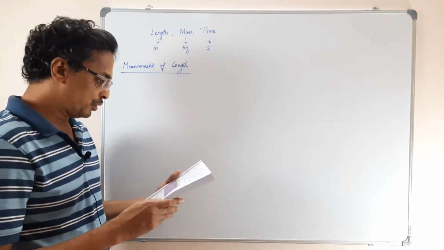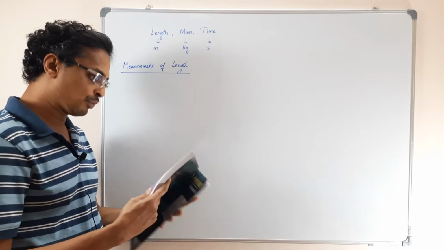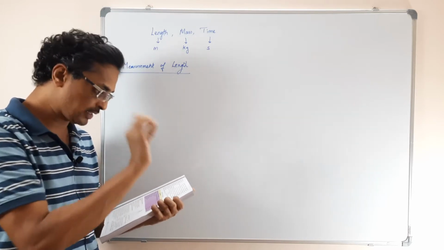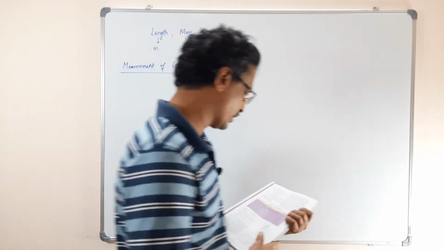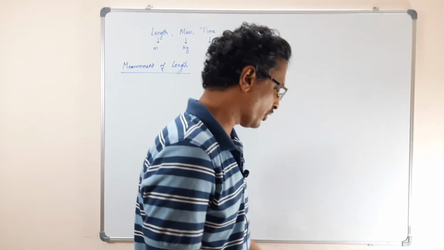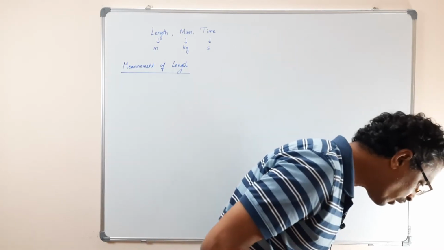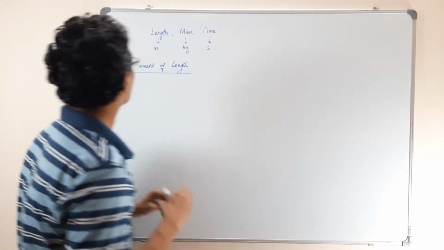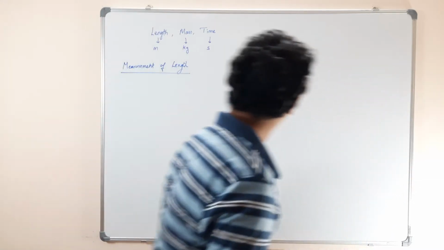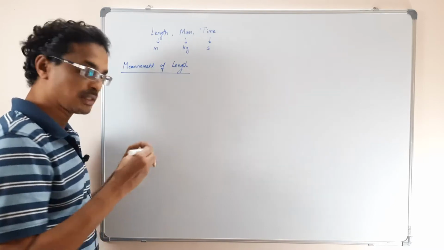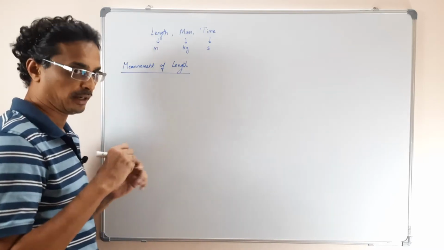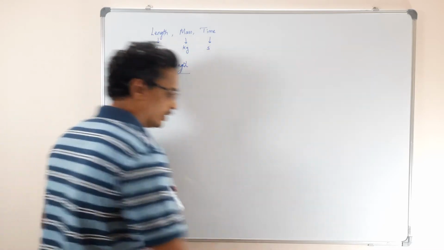In earlier days, until 1960, people used this approach. The standard for 1 meter was based on the wavelength of the orange red light emitted by the krypton atom. What is that? In later classes you will see that light is nothing but a wave, an electromagnetic wave.